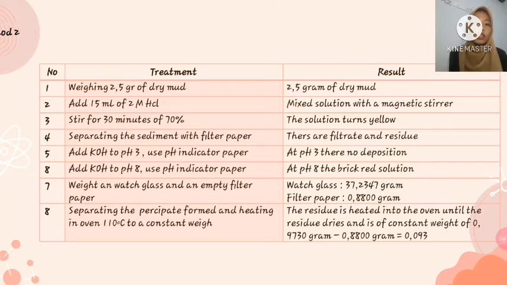Add potassium hydroxide to pH. Use pH indicator paper. Add the pHA, the brick red solution. Weighing the watch glass and empty filter paper. Watch glass.